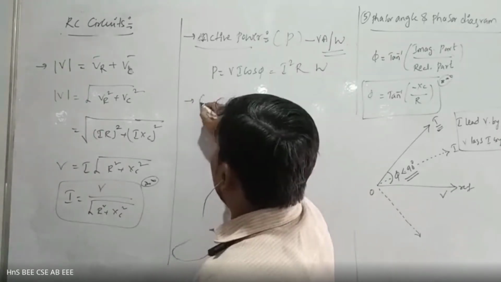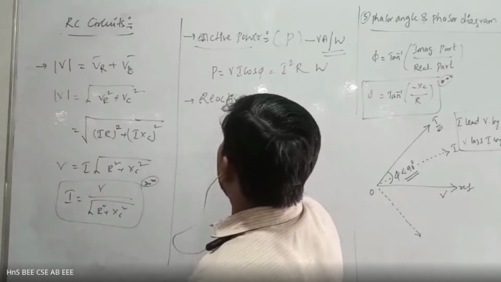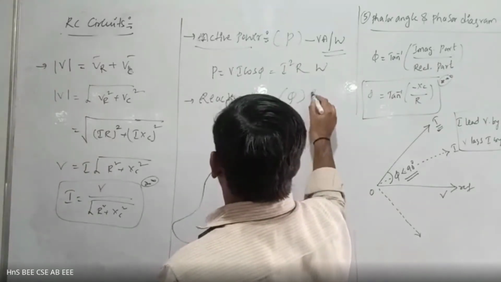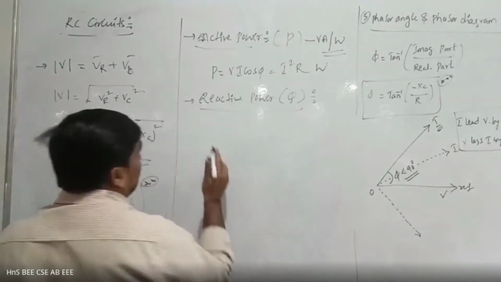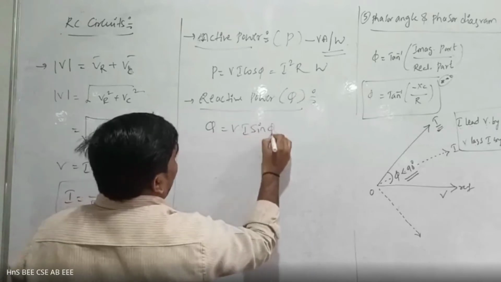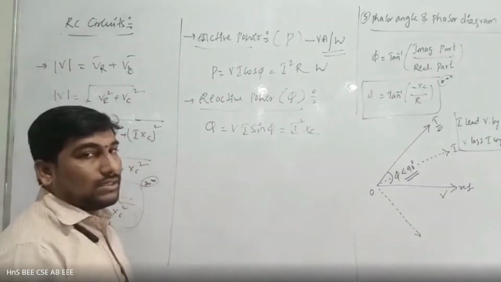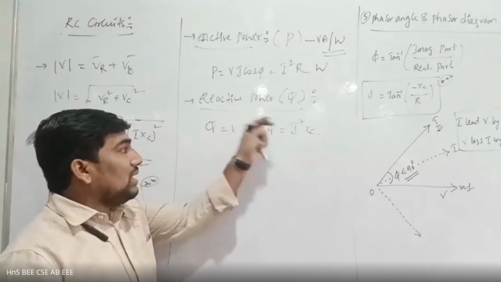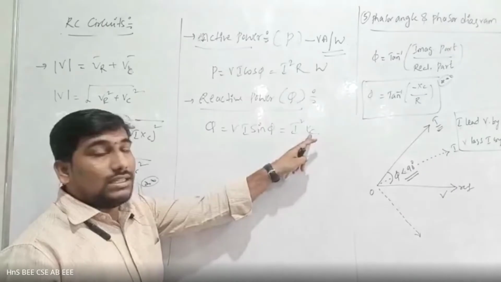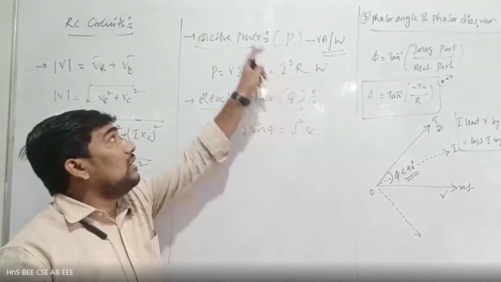Now coming to reactive power. Sir, what is reactive power? Reactive power is represented with Q. That Q equals VI sin pi, which equals I square into Xc. Simply, the reactive power is multiplied with Xc. That is nothing but I square into Xc, and the real part multiplied with I square is called active power.